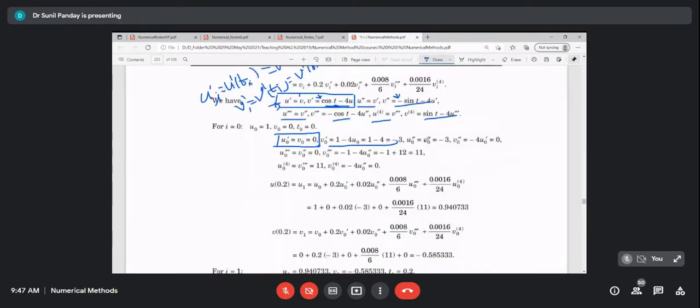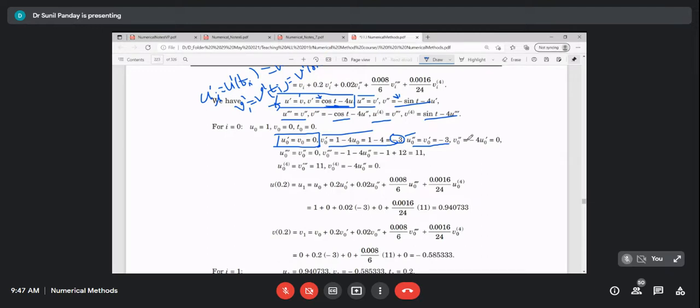Then you substitute. Now you calculate for i equal to 0, u naught equal to 1, v naught equal to 0, t naught equal to 1. These two values we have already calculated. Now we require the value of the second derivative at 0. So the second derivative at 0 is equal to v naught at x0, and v naught of x0 is actually minus 3. So this is the value of the second derivative of u at 0.